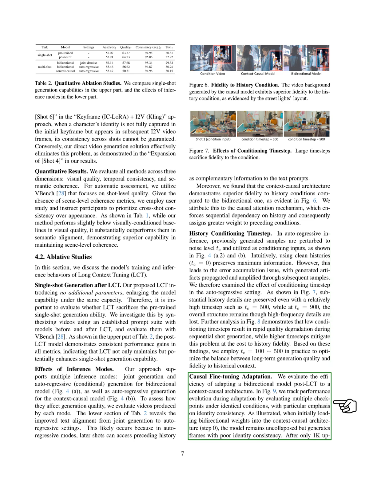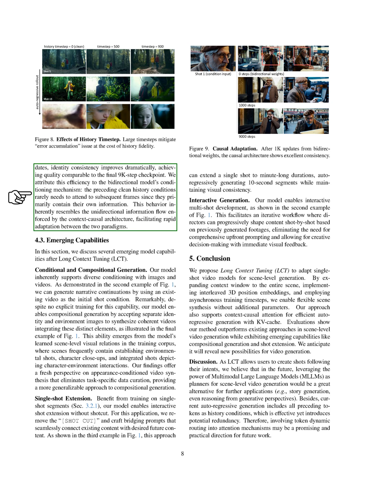We also evaluate how effectively we can adapt a bidirectional model to a context-causal architecture after LCT. By tracking performance during adaptation, we see that initially, the model generates frames with poor identity consistency. However, after just 1,000 updates, identity consistency improves significantly, reaching quality similar to that of the final 9,000 step checkpoint. This rapid adaptation is likely due to the conditioning mechanism of the bidirectional model, which allows for a smoother transition to the unidirectional flow of the context-causal architecture.